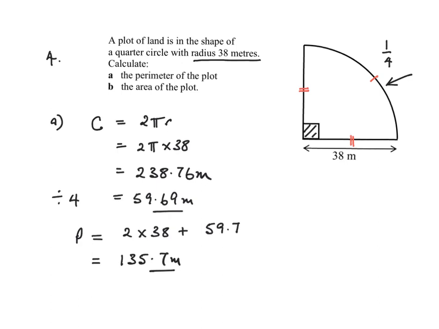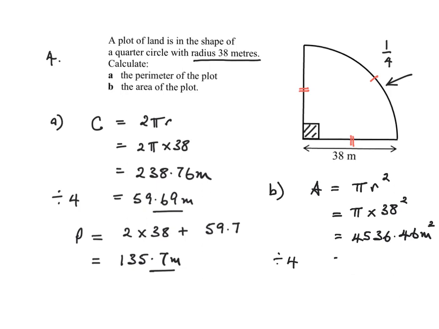metres. Part B, we want to work out the area of the plot. Well, the area of a circle is pi r squared. Pi times 38 squared gives us 4536.46 metres squared. Remember, this is 1/4 of a circle, so we'll divide by 4 at this point. Gives us an area then of 1134.1 metres squared.